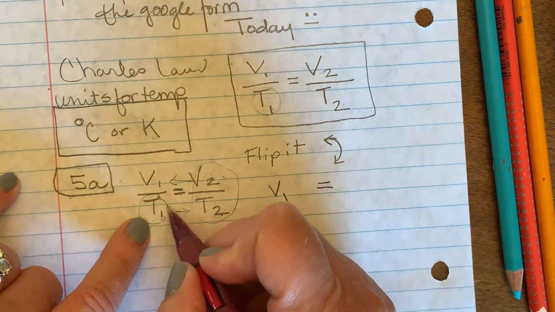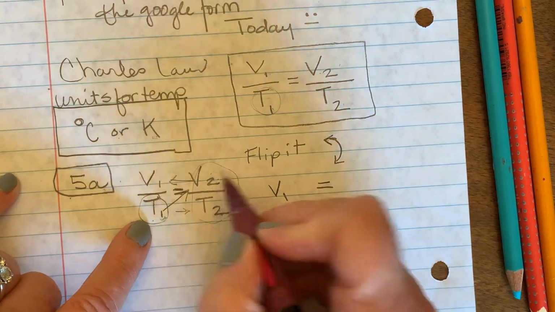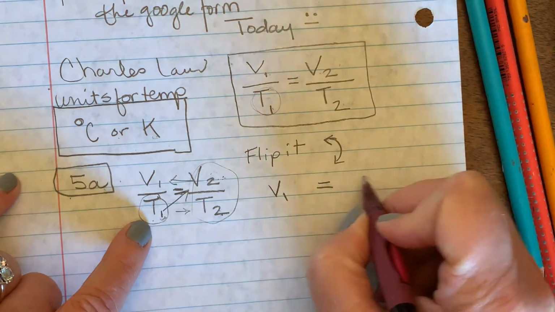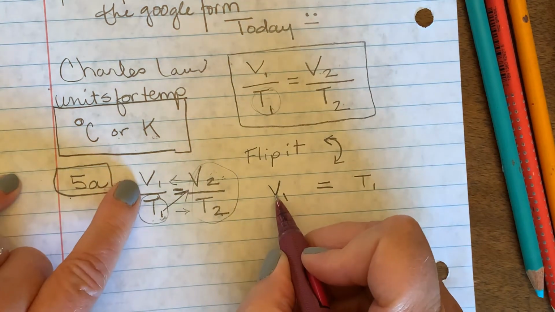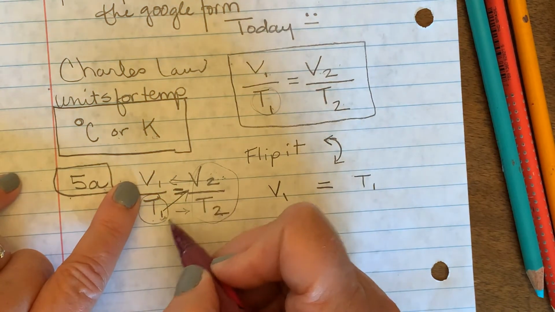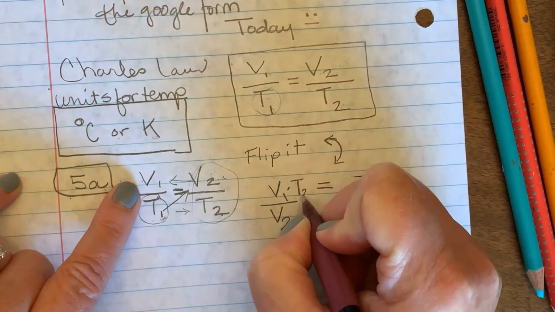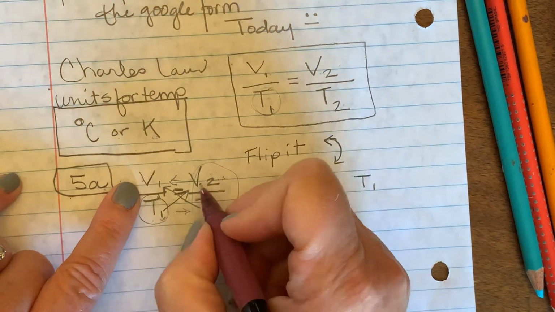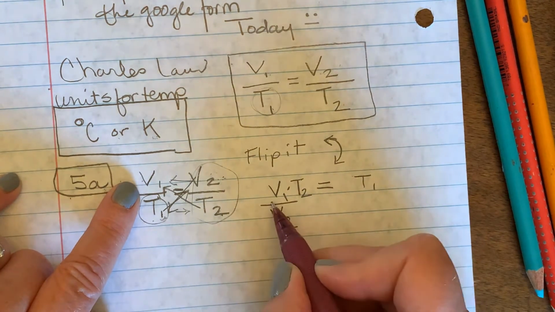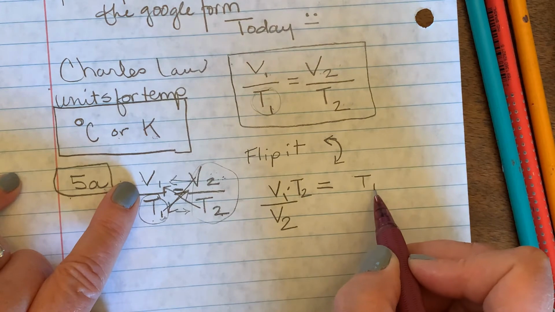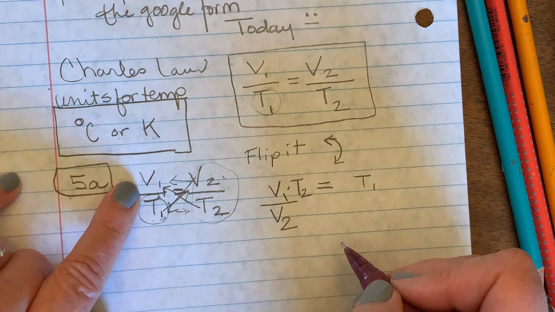The T1 is going to move to the other side of the equation. And if I flip it, that means I'm going to move it from the denominator to the numerator. And so it is going to be up here. And the V1's left alone. The V2 is going to have to go down, and the T2 is going to have to go up. So we see that T2 moving up and the V2 moving down. And so what we're left with is V1 times T2 divided by V2 is equal to T1. Now that we have our rearranged equation, we can plug in our numbers and solve.